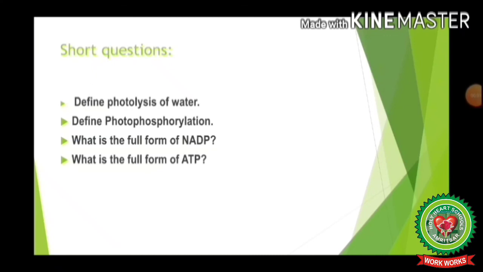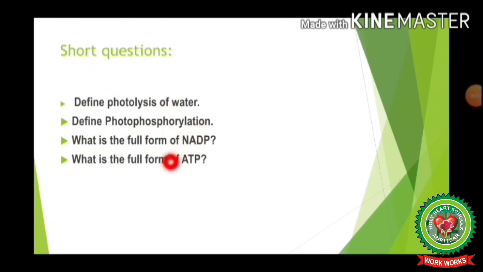I hope you have understood this topic. Now you must be able to solve the following questions. Define photolysis of water, define photophosphorylation, what is the full form of NADP, and what is the full form of ATP.